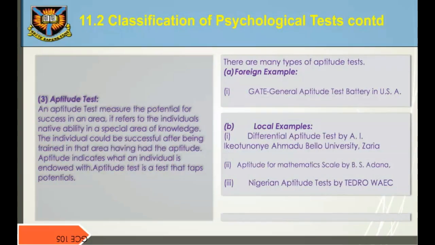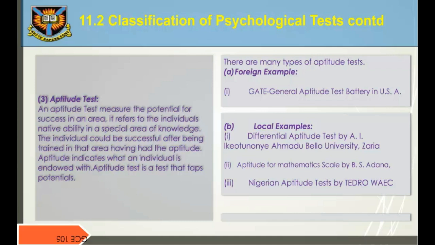3. Aptitude Test. An aptitude test measures the potential for success in an area. It refers to the individual's native ability in a special area of knowledge. The individual could be successful after being trained in that area, having had the aptitude. Aptitude indicates what an individual is endowed with. Aptitude test is a test that taps potentials. There are many types of aptitude tests. Following examples: 1. GATB, General Aptitude Test Battery, in the US.